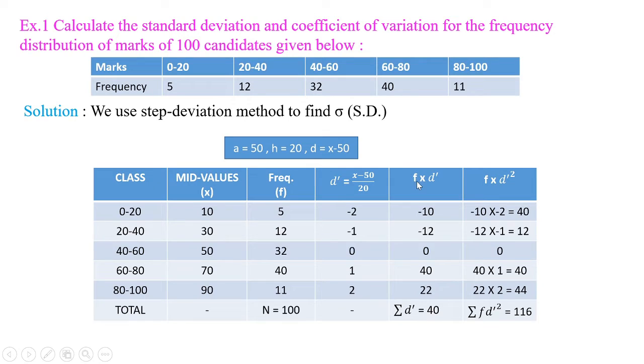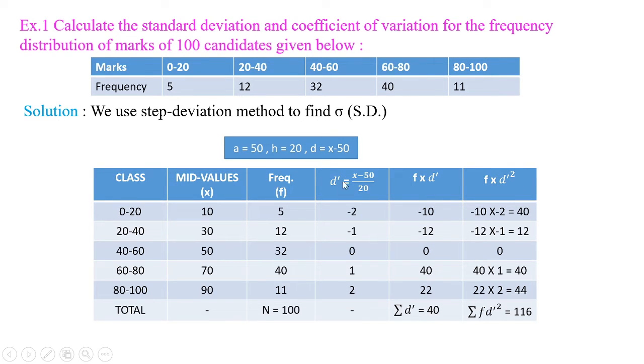Then we have to find f into d dash, frequency into d dash. Therefore 5 into minus 2 is equal to minus 10, 12 into minus 1 is equal to minus 12, 32 into 0 is equal to 0, 40 into 1 is equal to 40, and 11 into 2 is equal to 22. Then we have to find f into d dash square.